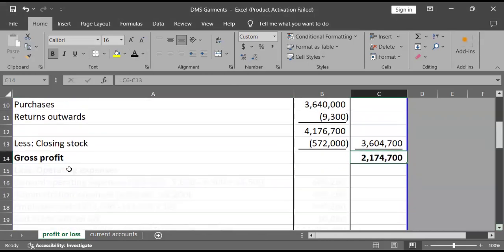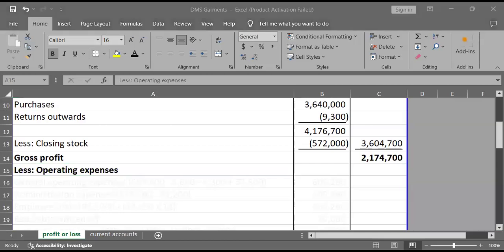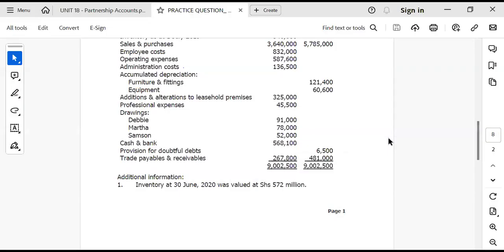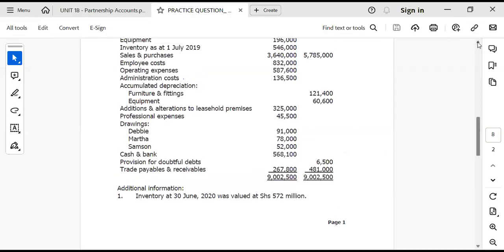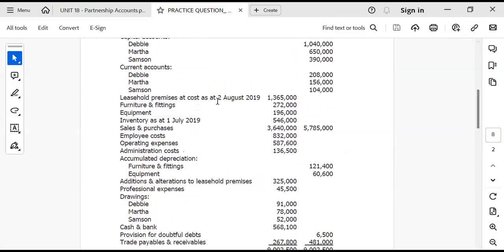So we have gotten our gross profit, just like the pro forma we've always known. We now get our operating expenses. Okay. So what are our operating expenses? Let's go back to our TB. Capital account, current accounts, equipment, inventory, employee costs. This should be part of it. So we can start with our employee costs.